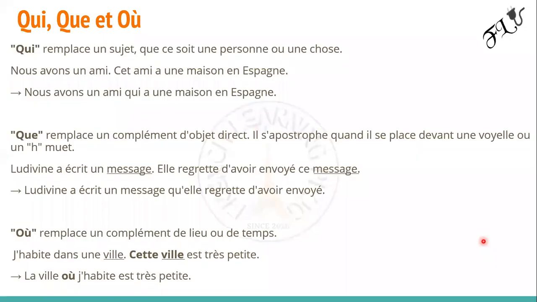So I think there's a recap here. All right, so qui replaces a subject, don't forget. And it could be a person, it could be a thing, it could be an animal. Que replaces a COD, not just any kind of object, but a direct object complement. And it becomes qu' when it's found in front of a vowel or a mute H. Okay, où replaces a complement of place and time. All right, we just did dont, so maybe that's why I didn't put it. So I think that's it.